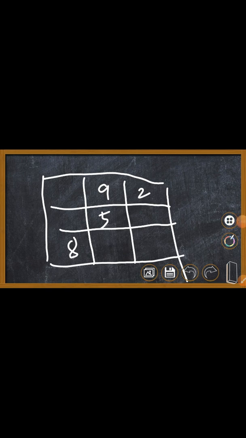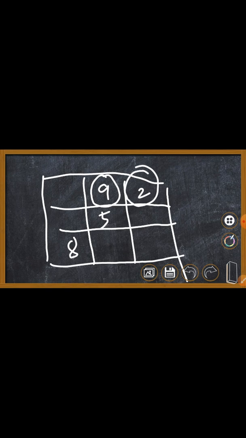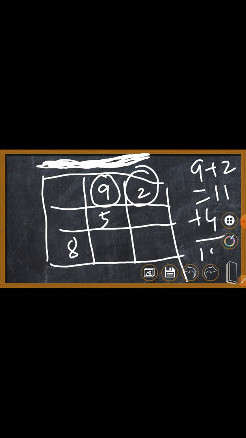So right now we will look for at least two boxes which are filled up. At the top, two boxes are filled up: 9 and 2. 9 plus 2 is 11, yes or no? When you add up all three of the first boxes, the whole thing should be 15. So 11 plus how much is 15? 11 plus 4 is 15. So I will write 4 over here.